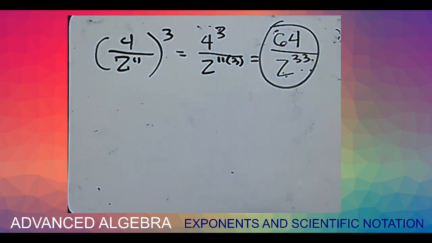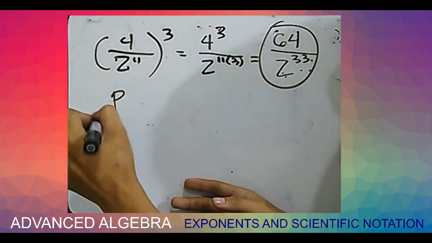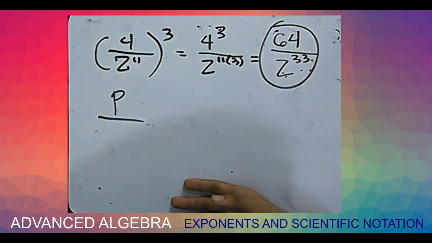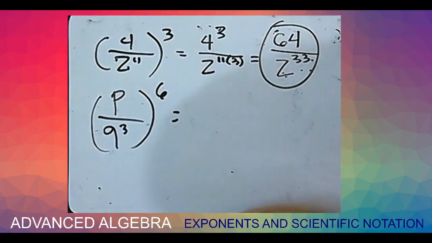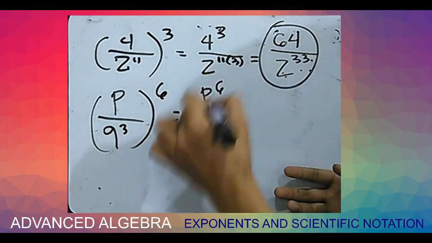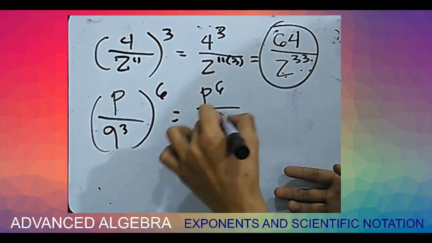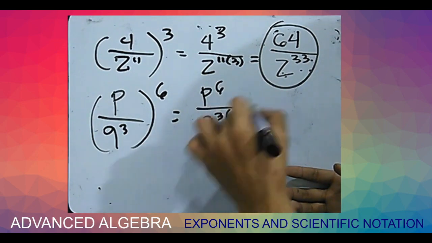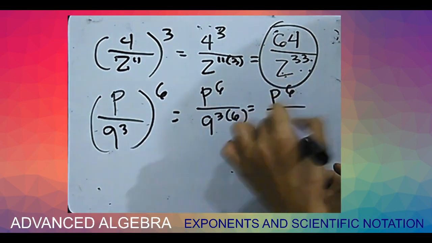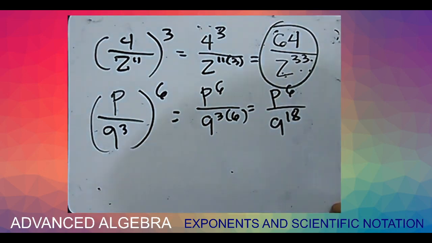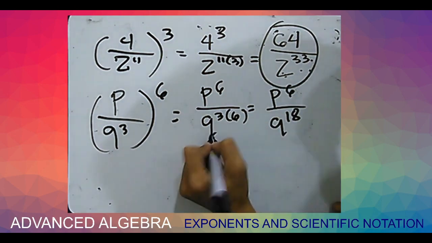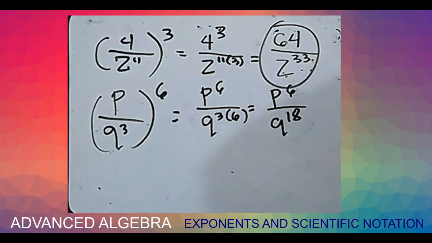So madali naman yung mga rule natin. Okay, next tayo. So p over q to the third power raised to the 6th power. So same concept pa din. So p to the 6th power over q, 3 times 6. p to the 6th power over q to the 18. Lagyan natin para maging q. So letter q. Next tayo.